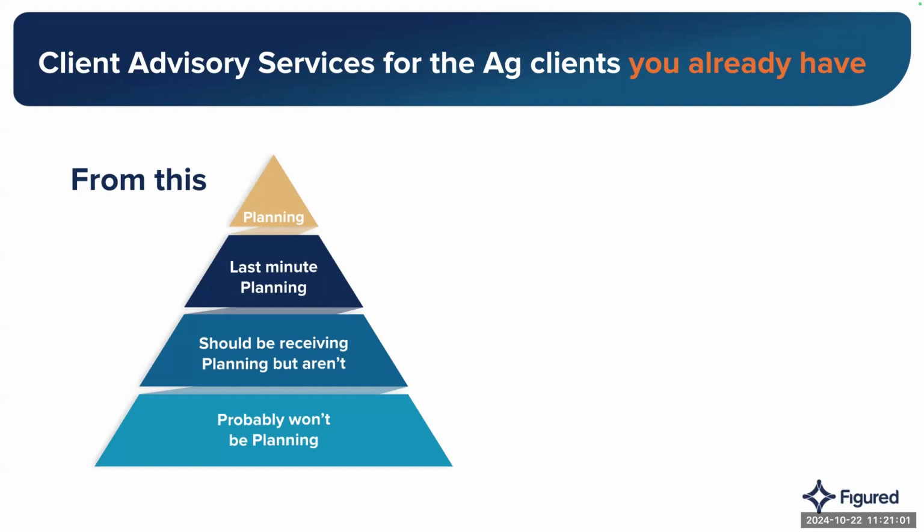Now, this pyramid isn't representative of all firms, but we've definitely seen it to be a broadly typical breakdown of client portfolios in this market. So you've got that top 5-10% of clients that you already do proactive planning for. It's often that white glove service. It takes a lot of time, it takes a lot of effort. It is valuable, but it's really hard to scale to more than those ones that you're already doing it for.